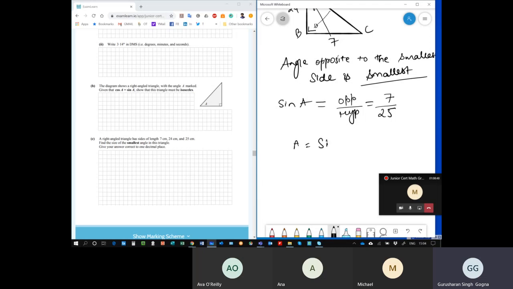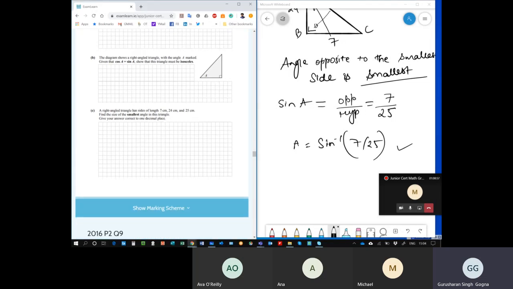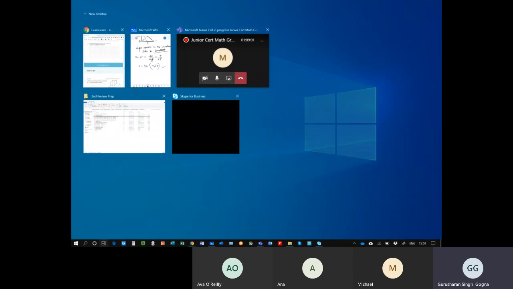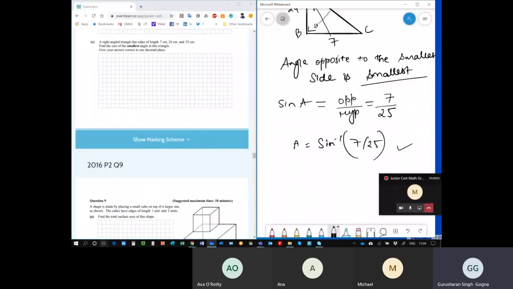So A is equal to sine inverse of 7/25. Okay, and then you can use the calculator. So pretty much we finished that. Okay. Pretty much we finished that, and it's all a matter of doing more questions and more practice. But it all comes down to the concepts, how nicely you are using the concepts.